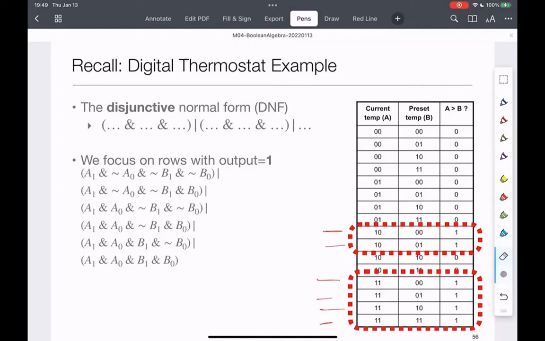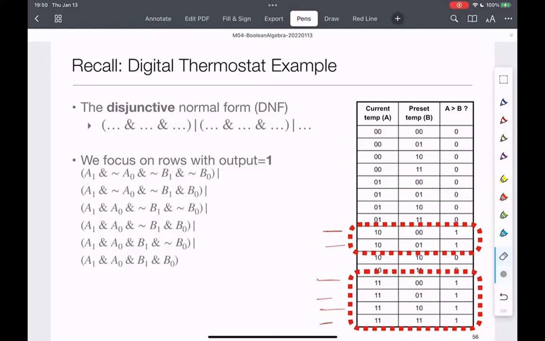Just think of it as a truth table which has this structure, and therefore these 6 rows are 1. So I can write whatever. Maybe it's your digital thermostat, whatever.